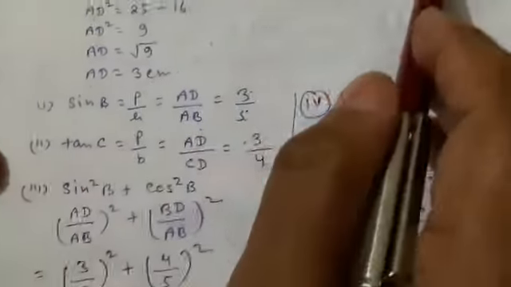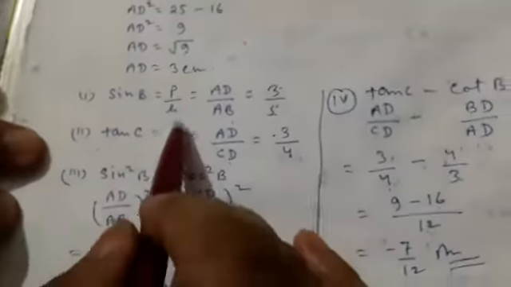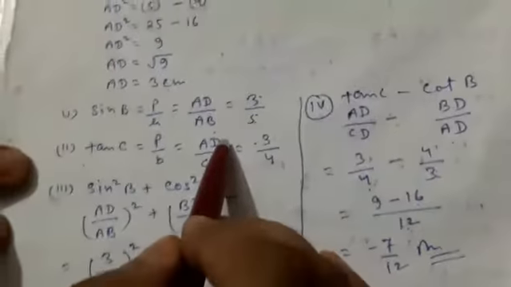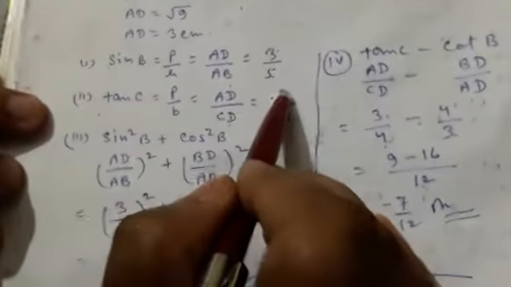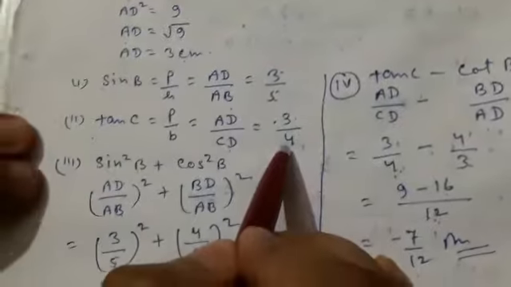Tan C. According to this, tan C is P by B. So what will be the P? AD by CD, that is equal to 3 by 4. This is our second answer.